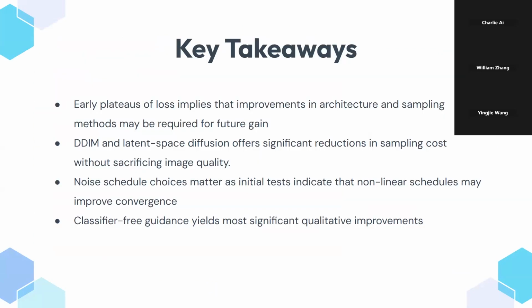Some of our key takeaways are that early plateaus of loss imply that there might be some improvements needed in architecture and sampling methods. Additionally, we found that DDIM and latent space diffusion offered significant reductions in sampling costs without sacrificing image quality. It looked very similar to the images created using DDPM, but it significantly reduced the training time that was needed. Noise schedule choices also mattered, since initial tests indicated that some nonlinear schedules helped improve convergence. Additionally, we found that CFG yielded the most significant qualitative improvements in the images themselves.